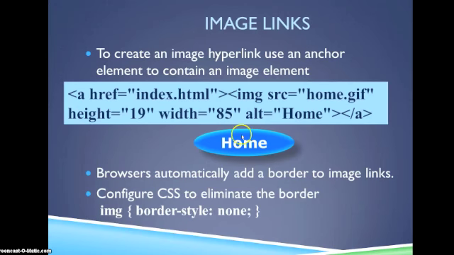And here's an example of using an image as a hyperlink. Notice we have image source here. Right, so we have image source home.gif, the height and the width of it. We gave an alt name to it, and then we wrap that with an anchor reference to go to the index.html page. So when the user would click on this image, they would be taken to index.html.